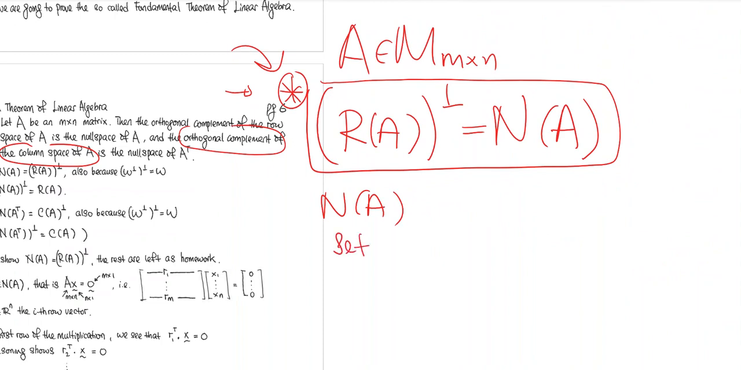Okay, so now the null space of A is a set, right? It's a vector space, but a vector space is a set. The row space of A complement is also a set. So this is a set. In order to show that they are equal, we'll have to first show this inclusion and then show this inclusion.